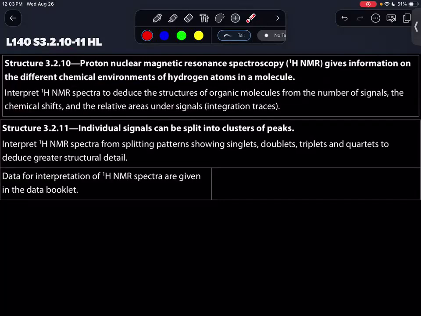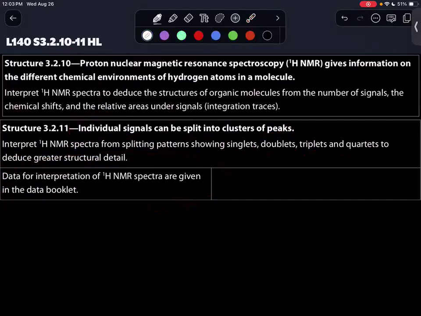Then in 11, we're going to look at individual signals, which can be split into clusters of peaks. We will look at HNMR, specifically high resolution HNMR, to show splitting patterns showing singlets, doublets, triplets, and quartets to deduce greater structural detail. And we're going to look at data from the data booklet. This will be in section 21 of the data booklet, I believe.